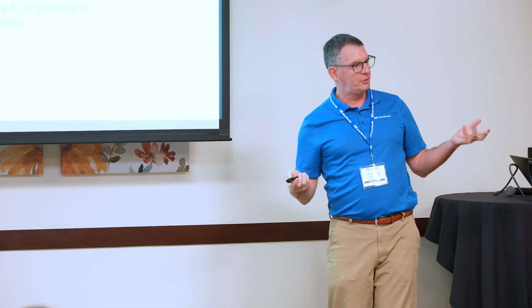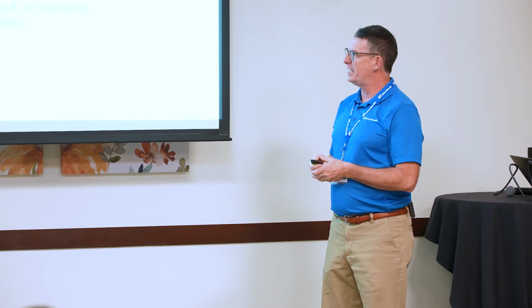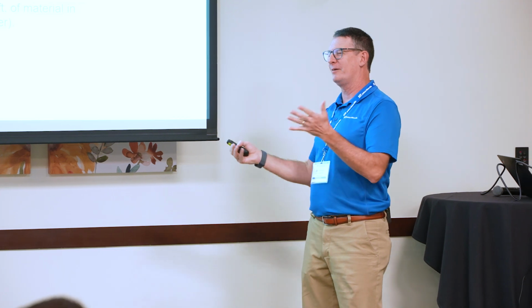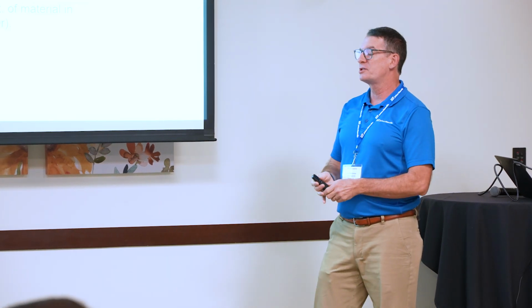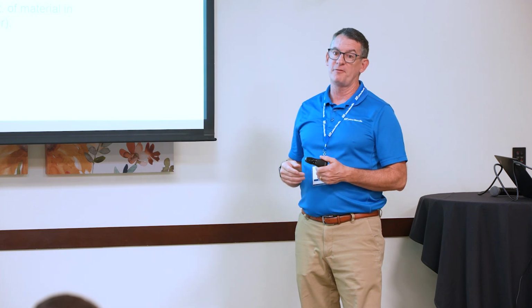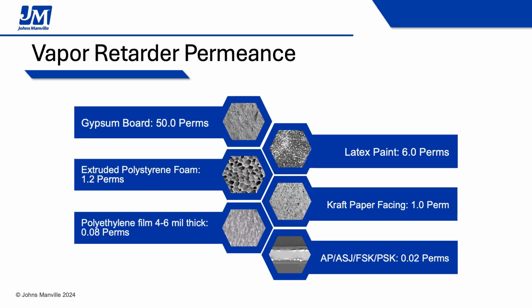I think we've all heard the term PERMs before. Again, we just need to know that less than 1 means something is considered a vapor retarder. Greater than 1, it's really not. And anything with a foil on it is typically going to have a PERM rating of like 0.04 or less, so very low. All right, some examples of materials and what their PERM ratings are.